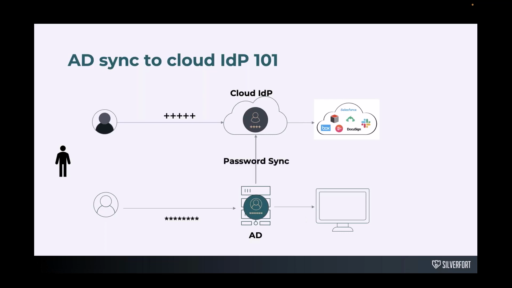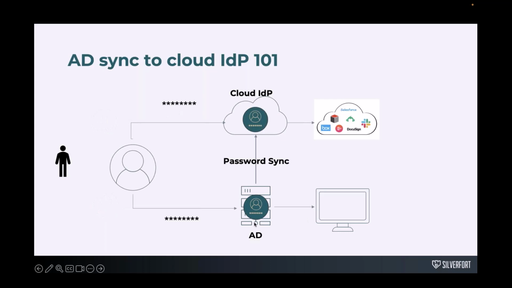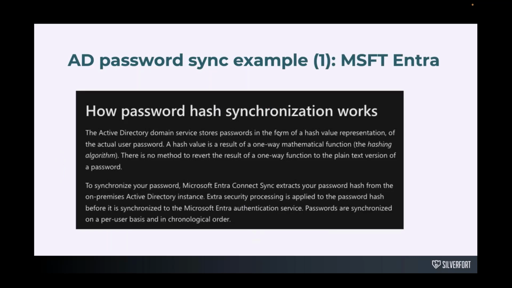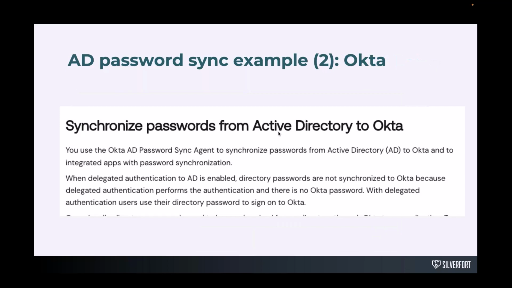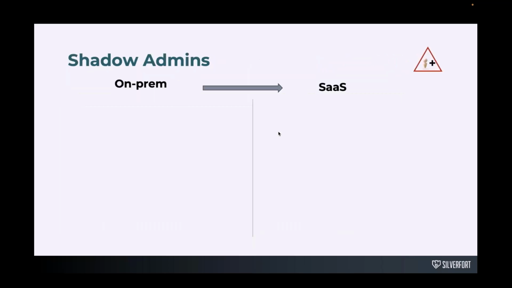So we have the password sync. Basically, password sync means that your password and hashes in Active Directory are synced to the cloud IDP. And now, if you are this user, you're using the same username and password to log in to your domain resources, as well as you do to your cloud IDP and the SaaS apps. This is how it's done in Microsoft Entra. This is how it's done in Okta. But think of it. When you do this sync, you sync all users. The default is to sync all the users.